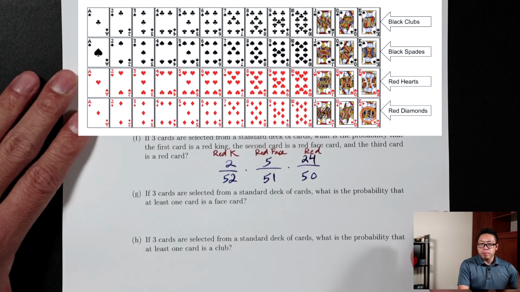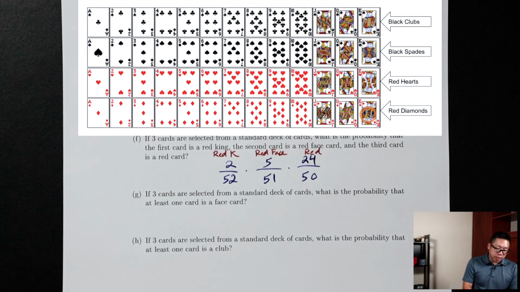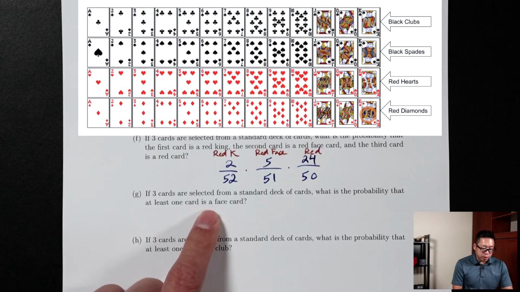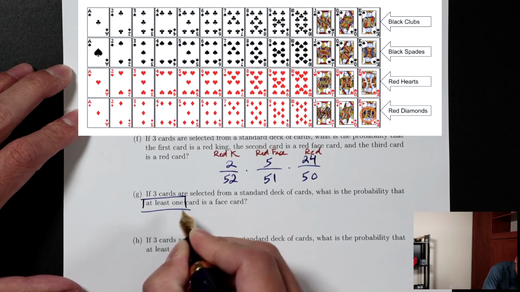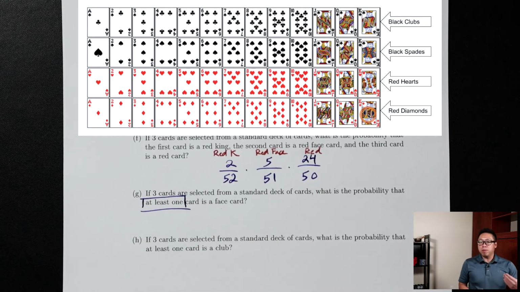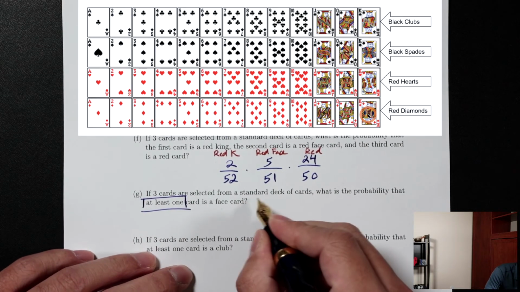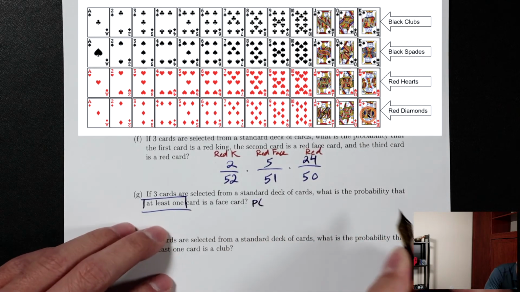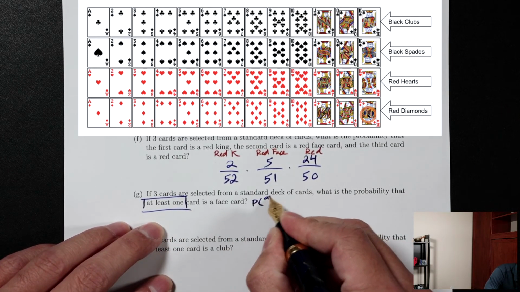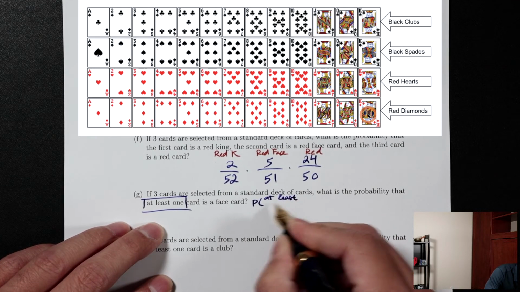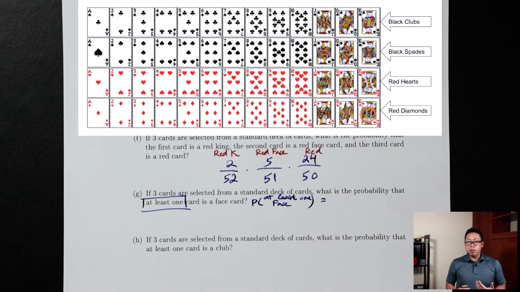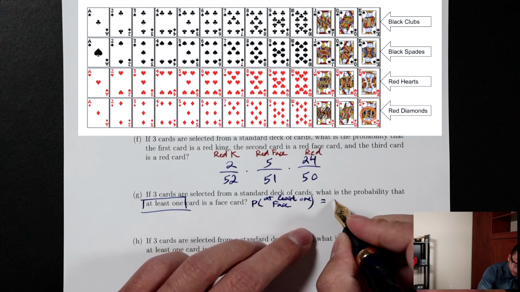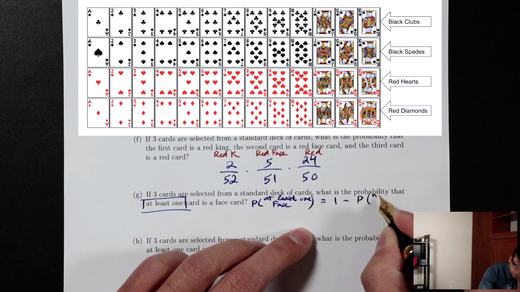Part G. If 3 cards are selected from a standard deck of cards, what's the probability that at least one is a face card? So keyword there is at least one. Anytime I have an at least one probability, I know the final answer is going to be 1 minus some fractions. I'm looking for the probability of at least one face. The way we do at least one probabilities, we do 1 minus none. So 1 minus the probability of none face.